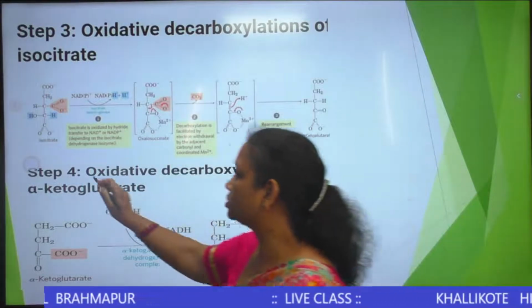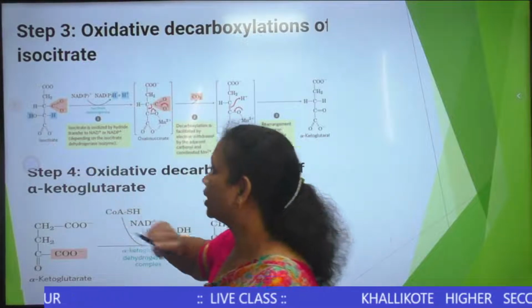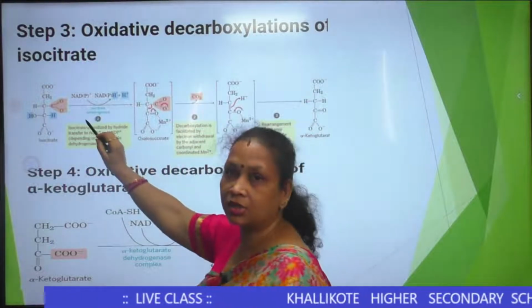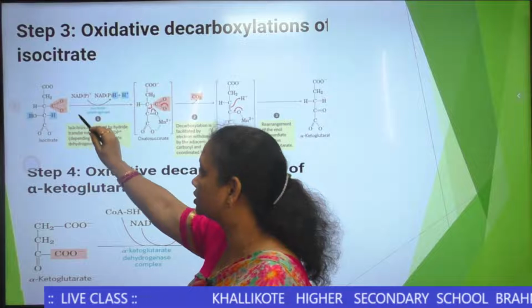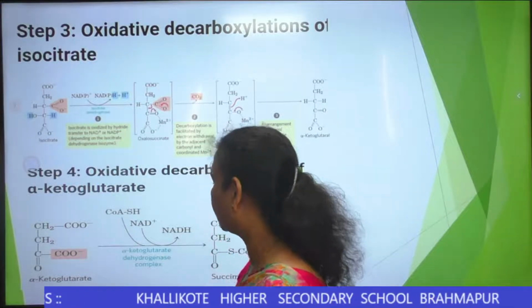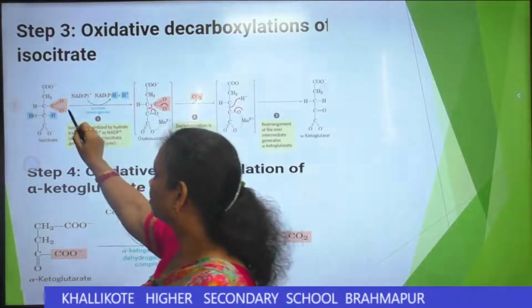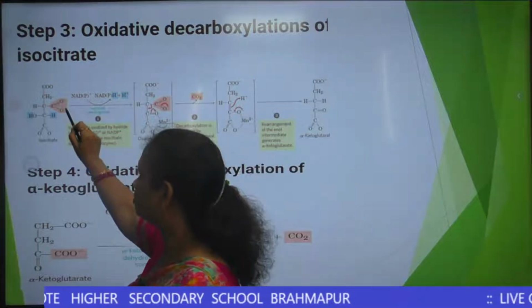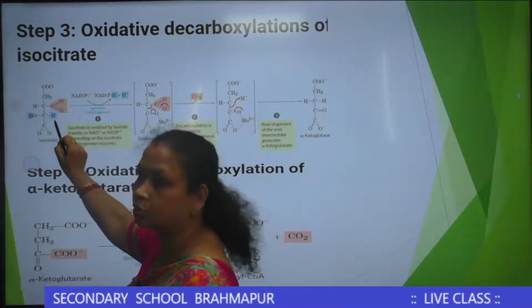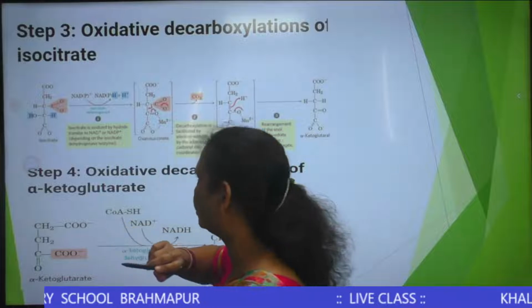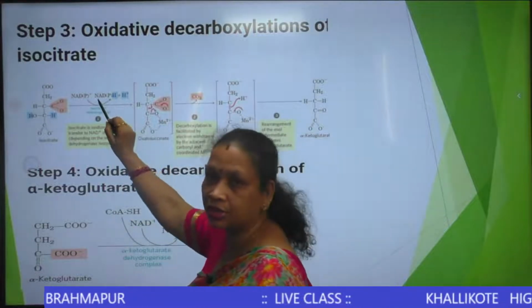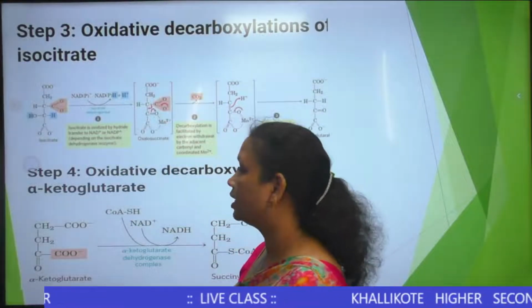So isocitrate molecule here, then losing a molecule of carbon dioxide, you can see the colored portion of carbon dioxide that is indicated in the figure. So there is removal of 2 hydrogen, a pair of hydrogen, and that hydrogen is accepted by NAD.